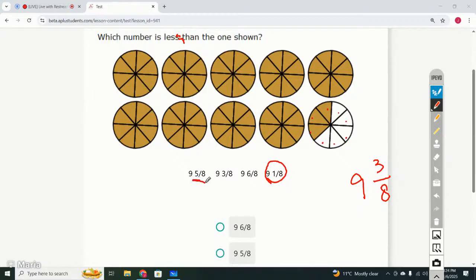9 whole 5 by 8 is greater than 9 whole 3 by 8. 9 whole 3 by 8 is equal to 9 whole 3 by 8. And 9 whole 6 by 8 is also greater. So the correct option is 9 whole 1 by 8.